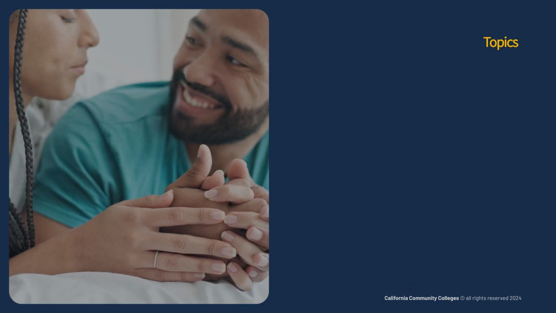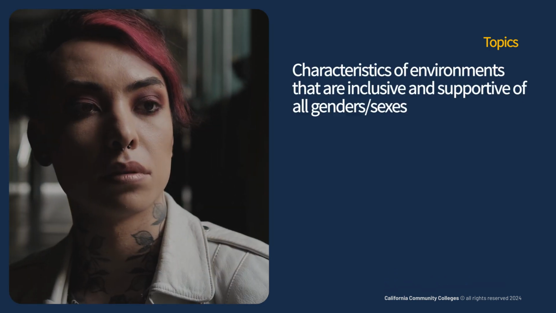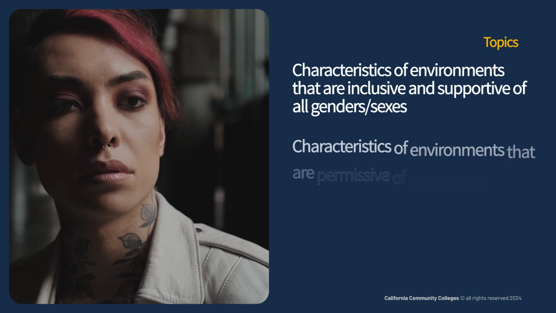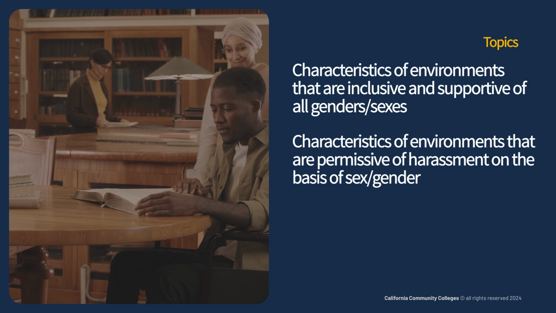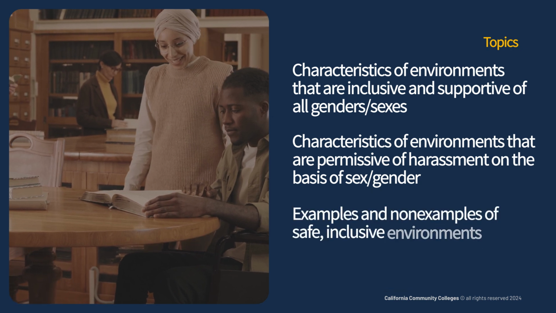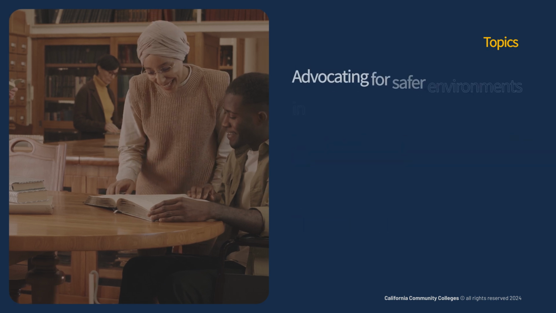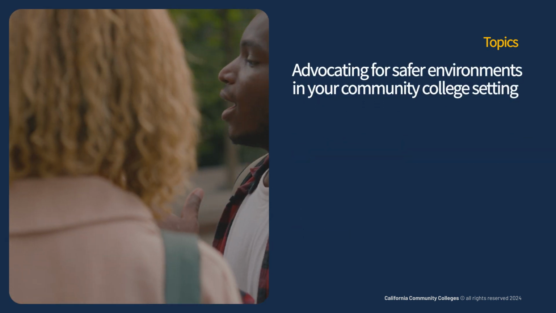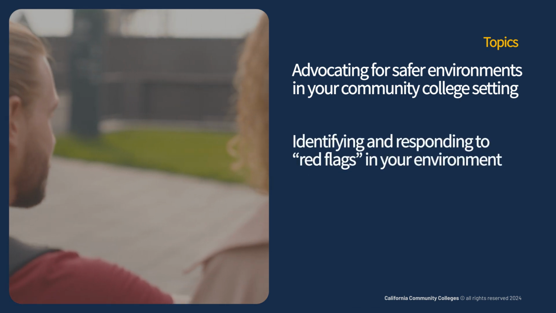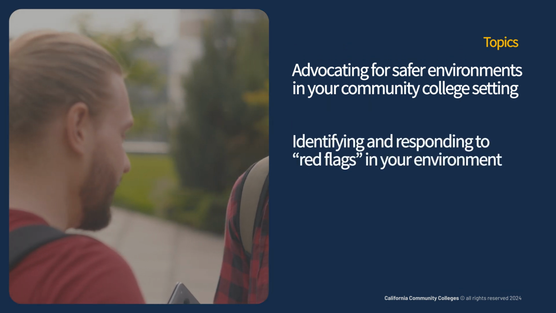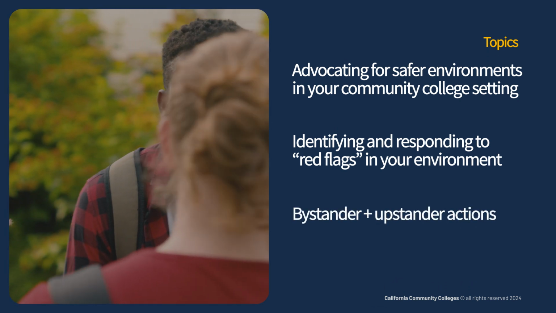Topics for this video include characteristics of environments that are inclusive and supportive of all genders and sexes, characteristics of environments that are permissive of harassment on the basis of sex and gender, examples and non-examples of safe and inclusive environments, advocating for safer environments in your community college setting, identifying and responding to red flags in your environment, and upstander and bystander actions.